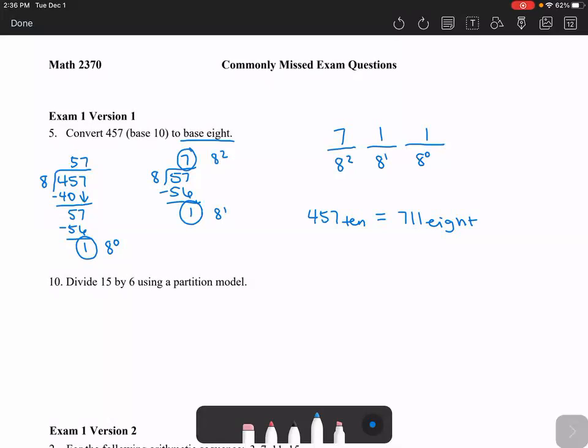Okay, so that's this first one about converting from base 10 to a different base. You essentially just divide by that base until you can't anymore. Are there any questions on how to do a question like this?